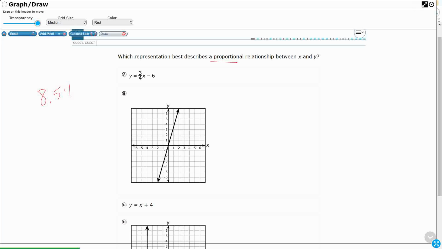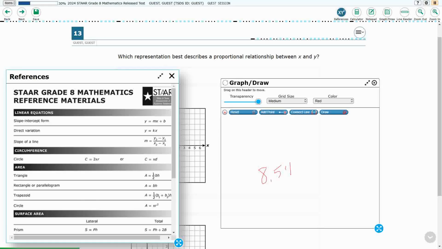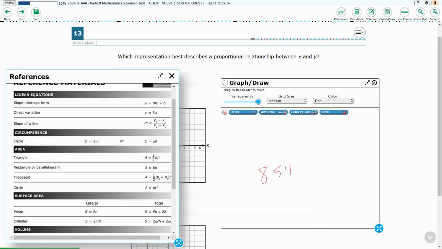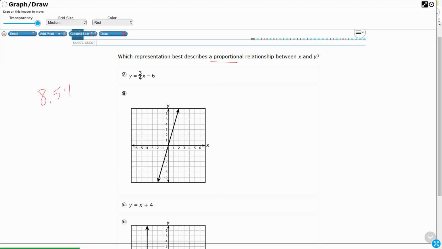Now, we don't necessarily have that word proportional showing up in our reference materials, but direct variation, y equals kx. The difference between that and what's right up above it, slope-intercept form, is that slope-intercept form has a plus b. That means that line is offset from going through the origin. Either it's pushed up or pushed down, and the y-intercept is something other than 0. Direct variation is proportional, y equals kx, which means it goes straight through the origin.